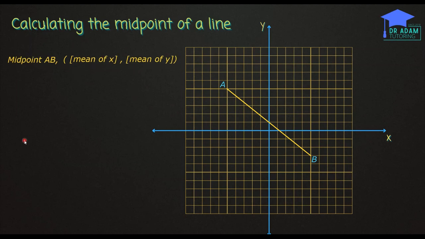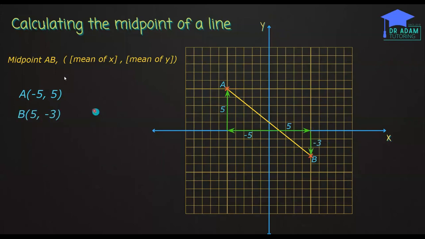So let's go ahead and take the coordinates of our 2 points A and B, put them into the calculation, and see what we get for our midpoint. So we first need to determine the coordinates of our points A and B. So we can see that point A is at -5, 5, and point B is at 5, -3.